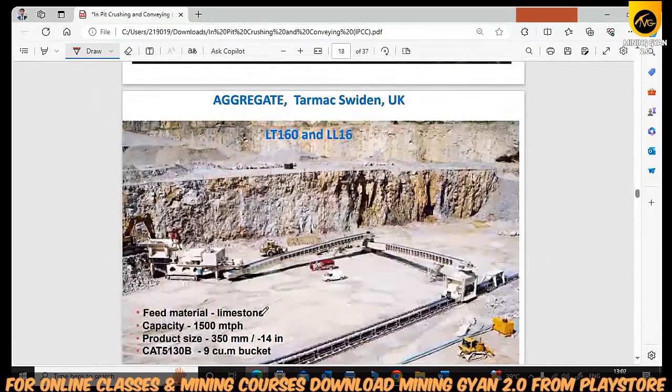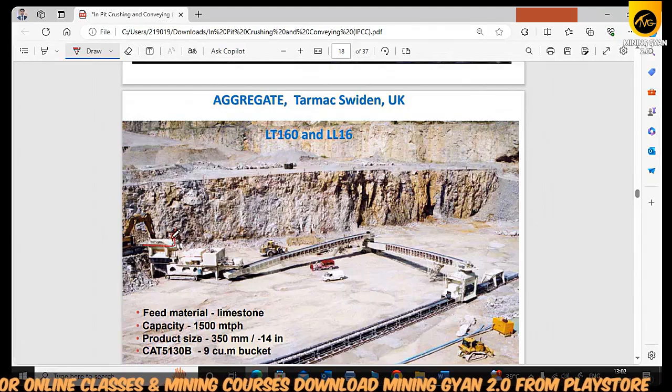The feed material is 150. The capacity of the in-pit crushing cement system is 150 ton per hour. The product size is minus 350 mm, that is 14 inch, and this is a large bucket size, a 9 cubic meter bucket size. Okay, so you see this is a suit.